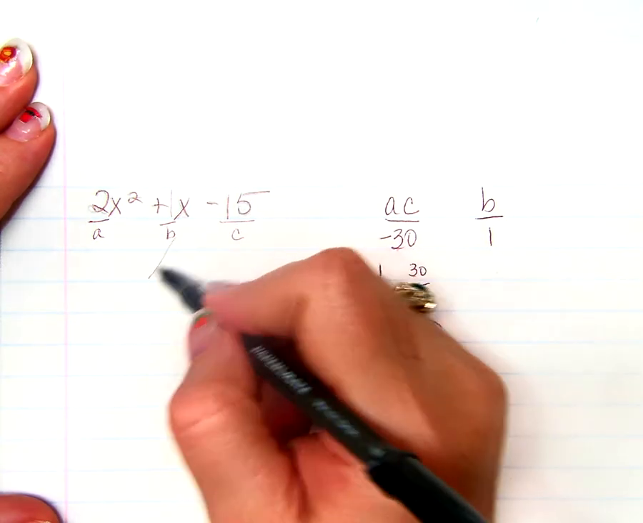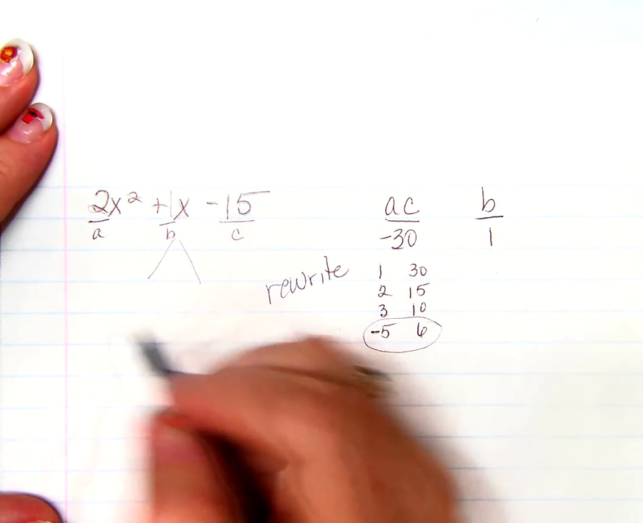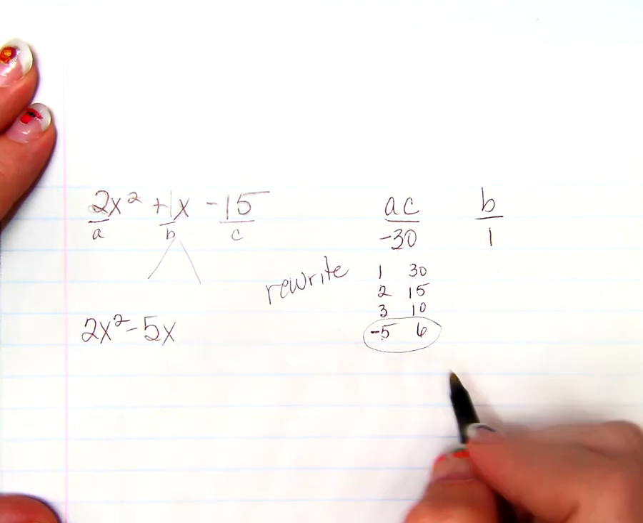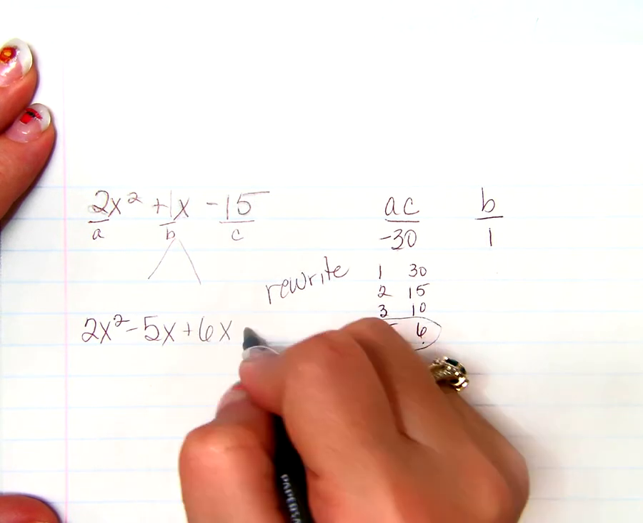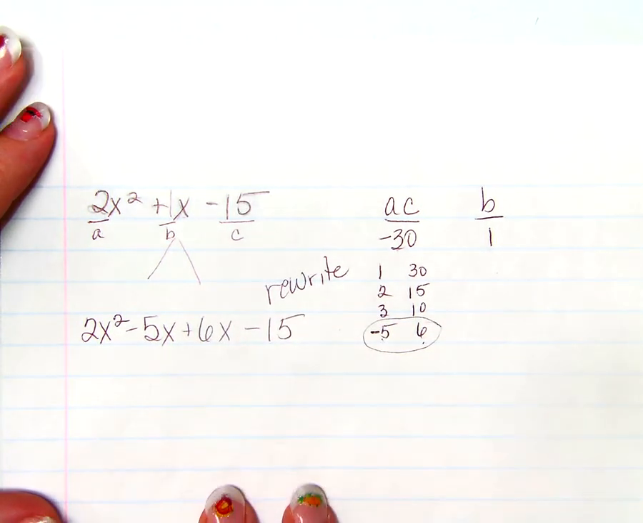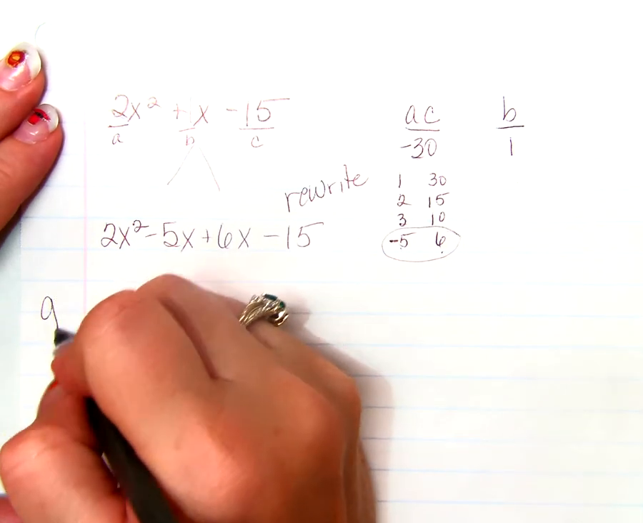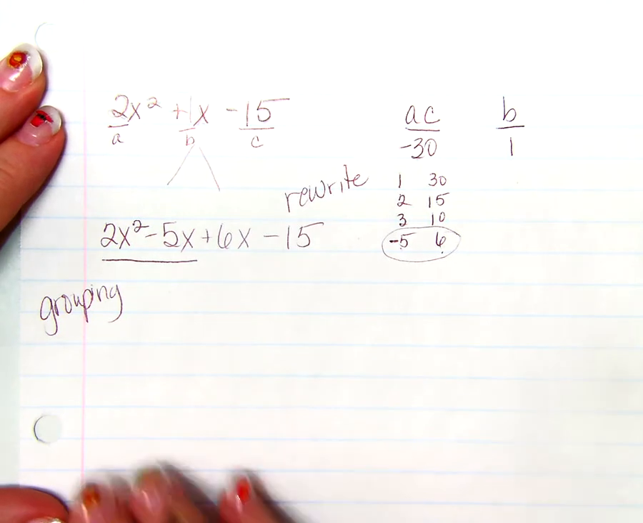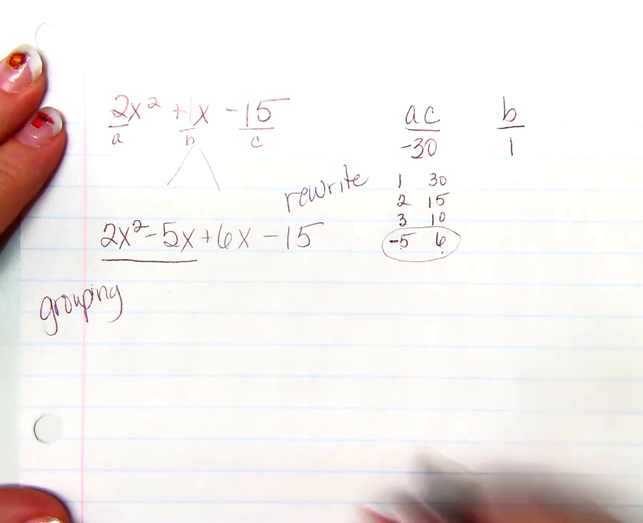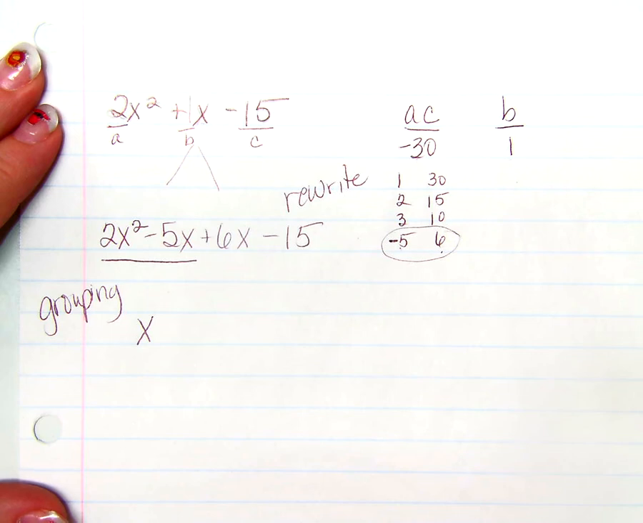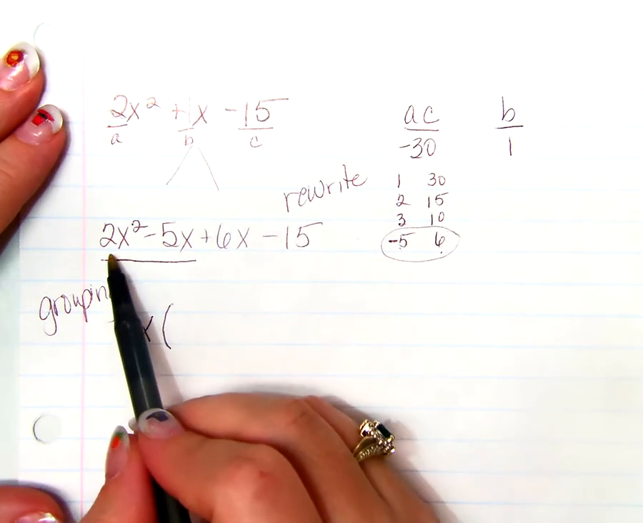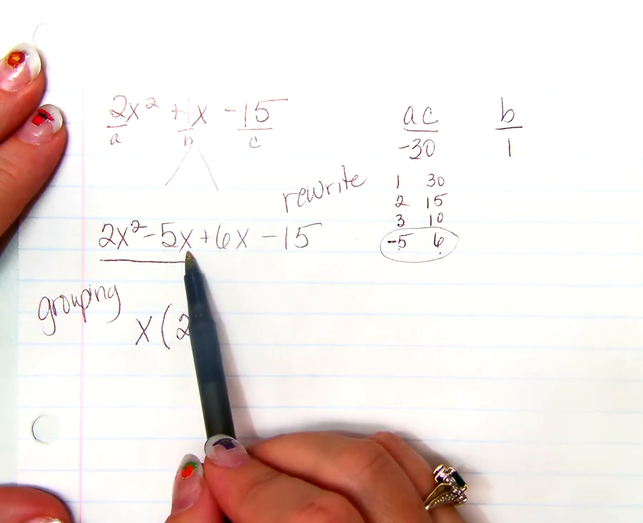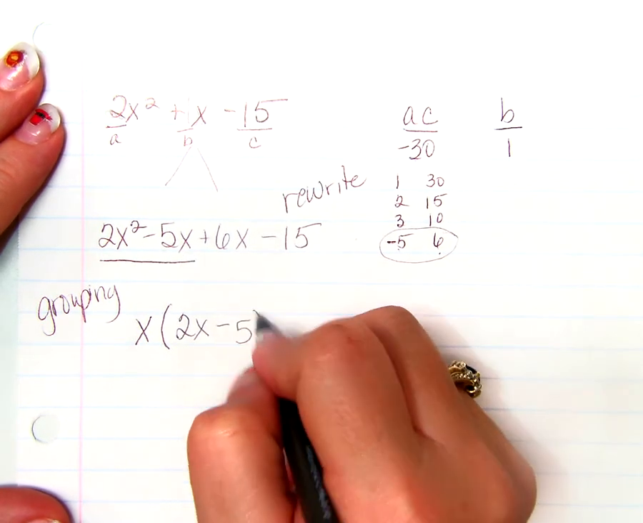Rewrite the problem and split the middle term into two parts. So I have 2x squared minus 5x plus 6x minus 15. Now factor it by grouping. Just look at the first two terms. What are the first two terms both divisible by? They're only divisible by an x. If I factor an x out of this term, I'm left with 2x. If I factor an x out of this term, I'm left with minus 5.